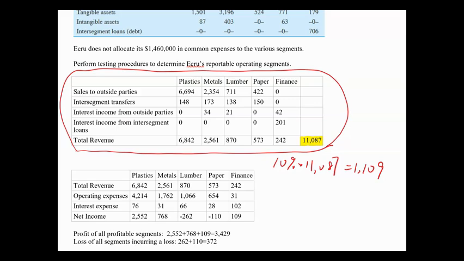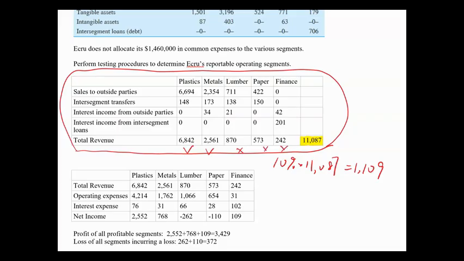So here, let's check their individual total revenues. First is plastic. Its total revenue is 6,942, and it's larger than the threshold, which means that it's reportable. And metals, the total revenue is 2,561, also larger than 10% of total revenue, so it's reportable. For the other 3 segments, their total revenue is smaller than 10% of total revenue, which means that they didn't pass this test.